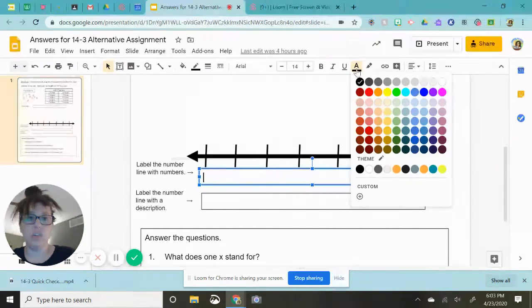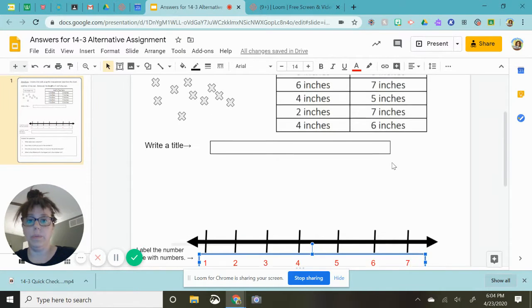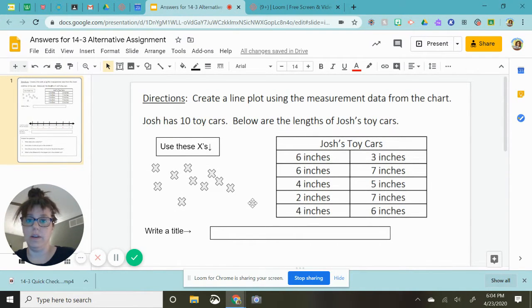So I will change my text color, 1, and then you just space over, 2, 3, 4, 5, 6, 7. All right. So the next thing you do, we got to put these X's on there.